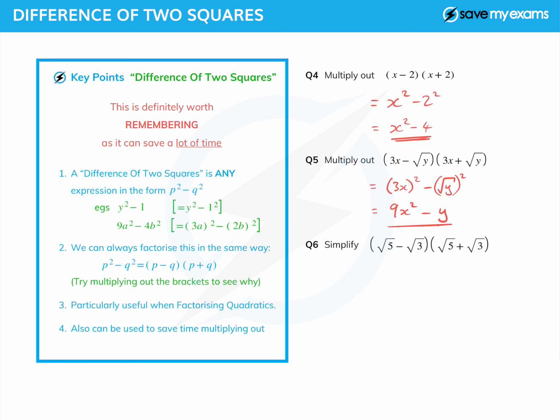And if we do this then, we get p squared, so root 5 squared, minus q squared. Well, q is root 3, and that's squared. And this is, well, root 5 squared is just 5, and root 3 squared is just 3. And this very complicated expression there turns out to be just 2. And that's very useful in something called rationalizing the denominator of an expression with surds in it. There's another tutorial on that. Anyway, the difference of two squares, remember it, it's incredibly useful.